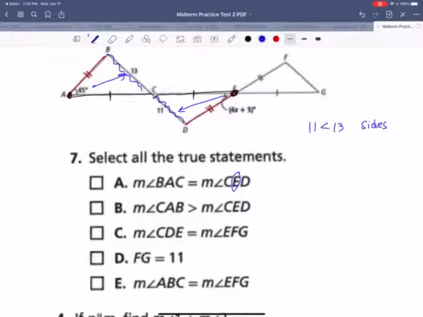Then I know that opposite the side of 11, this 4x plus 5, has to be smaller. This angle E has to be smaller than the 45 degrees, which is the angle at A. So when I think about this, they can't be equal, so I'm not going to pick that one.